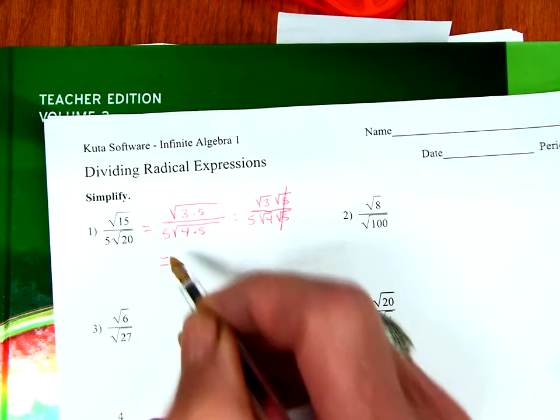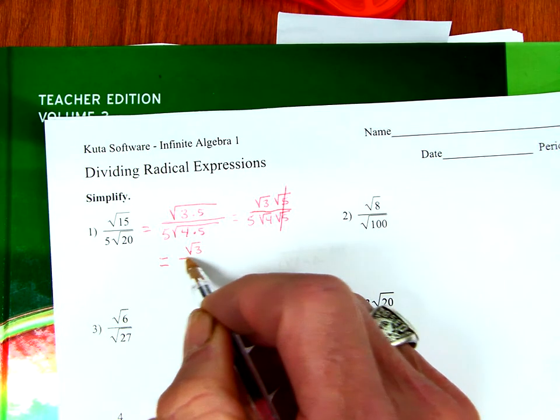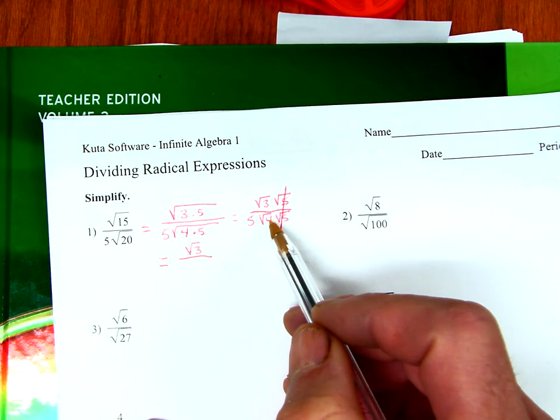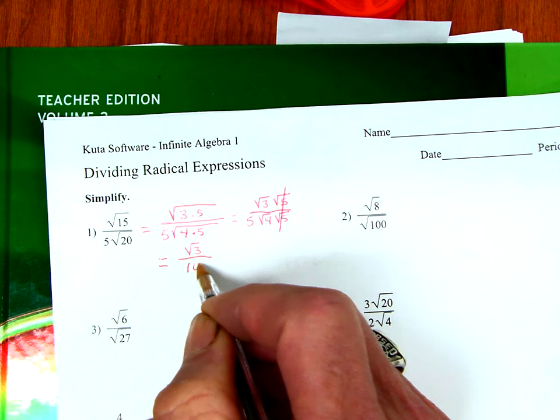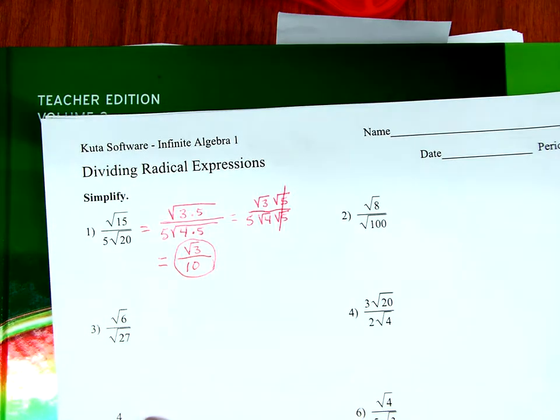Okay, so that's going to equal square root 3 being divided by, well, what is the square root of 4? The square root of 4 is 2. So on the bottom I get 5 times 2, which is 10. And this is the final answer.